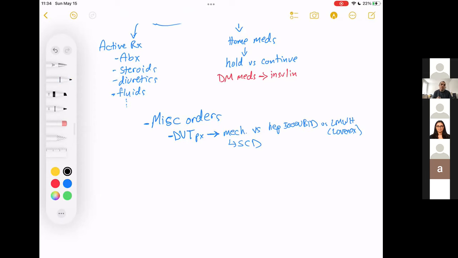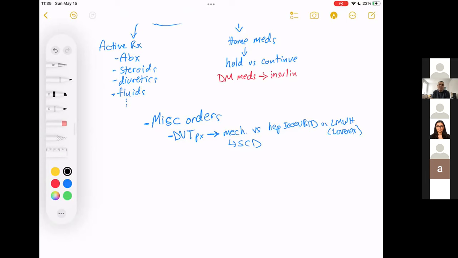Now, let me ask you a question. Is there a difference between using mechanical versus Lovenox or heparin? Who gets more DVTs? Anybody? Mechanical. Mechanical, it sounds like it. And heparin is like systemic, or, you know, it's better. Actually, there was a study showing there's no difference. There's no difference in DVTs in either mechanical versus heparin or low molecular weight heparin. And it was a big New England Journal study. So there's really no difference.